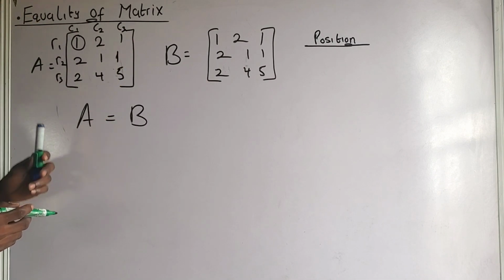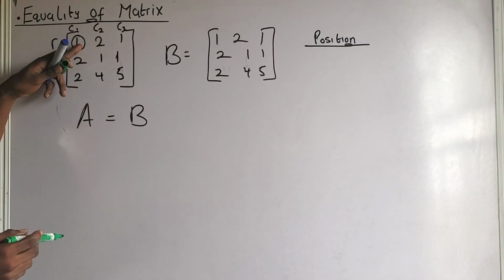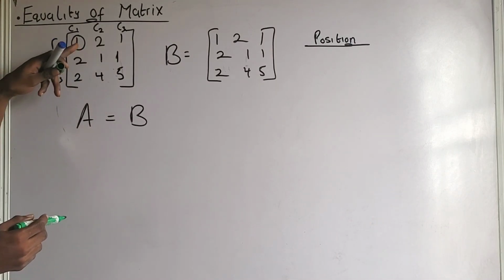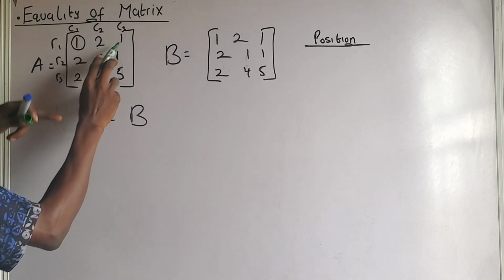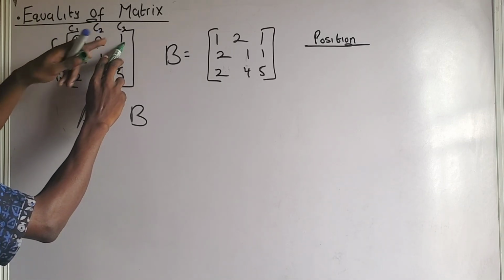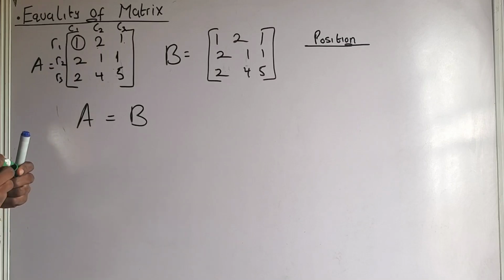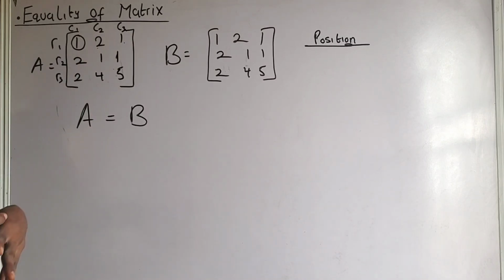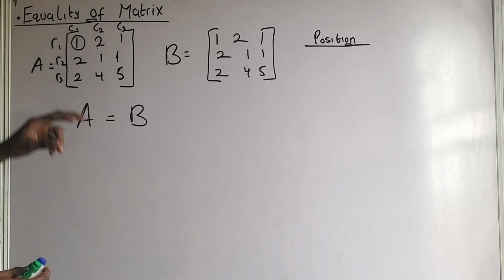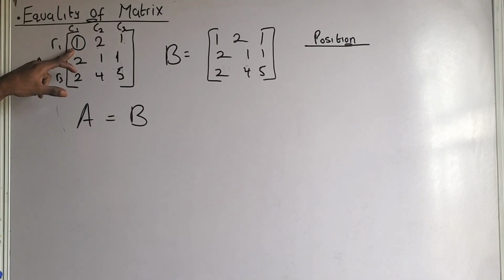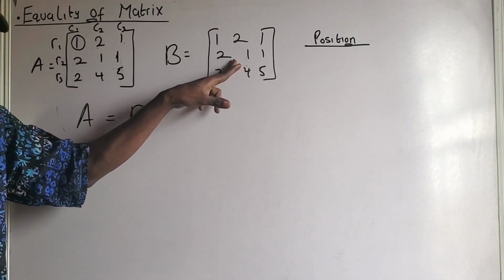Now, if you look at the position of this one, it is in row 1, column 1, right? What of these two? This 2 is in row 1, column 2. This one is in row 1, column 3. So now listen to me carefully. When we say that two matrices are equal, the corresponding elements must be equal. That means the position of this one must be the same position in the second matrix.